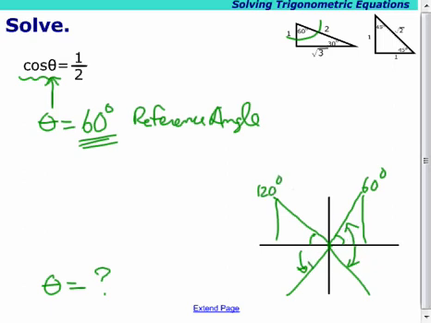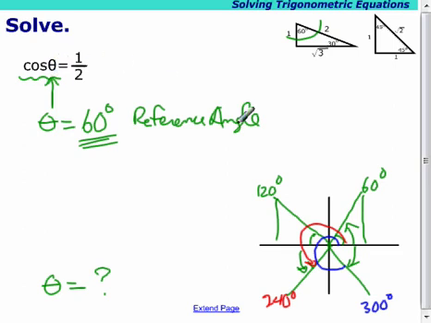This angle, maybe I'll use a different color. This angle is 180 plus 60, or 240 degrees. And this final angle, this one, would be 360 degrees minus 60, or 300 degrees. So these are all the possible answers or solutions to this equation.